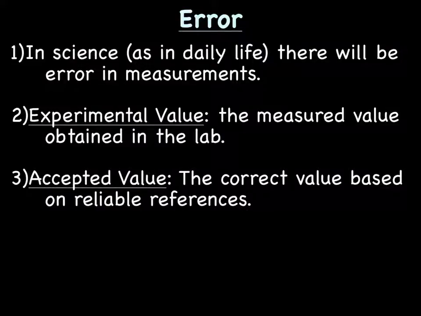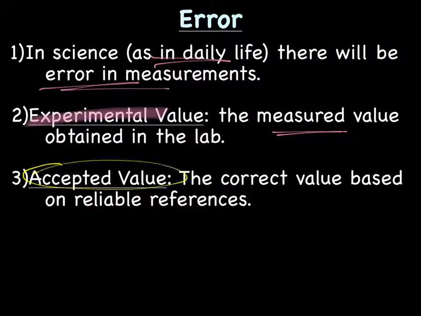Error. In science, as in daily life, there will be error in measurements. Okay, so two terms we need to know to be able to talk about error are experimental value and accepted value. The experimental value is the measured value obtained in the lab. It's what, if I was doing an experiment, I found out, what I saw, what I measured. Versus the accepted value is the correct value based on a reliable reference.